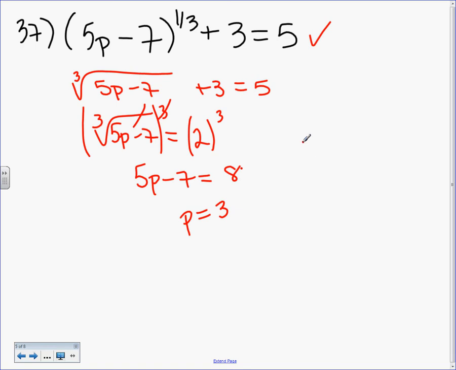I like to put a check mark there so I know that I did check it. You could just plug it into your calculator and use the 1/3 power if you want to. It's up to you. So I now feel like, okay, I can circle it. I checked it. It's right.